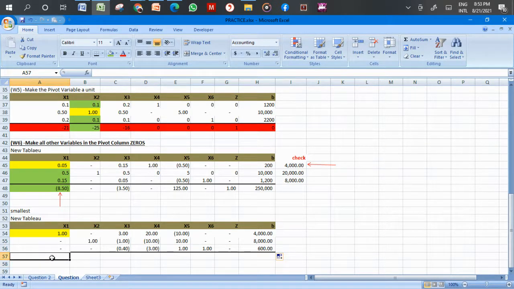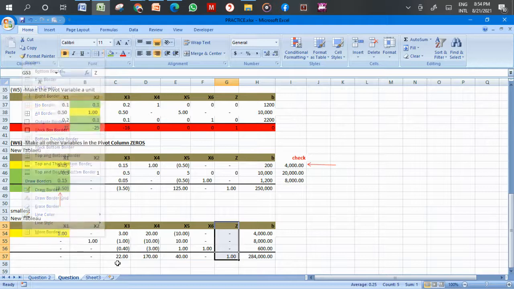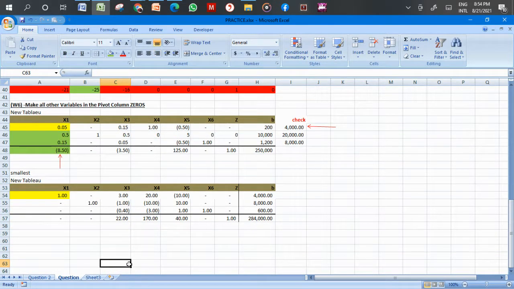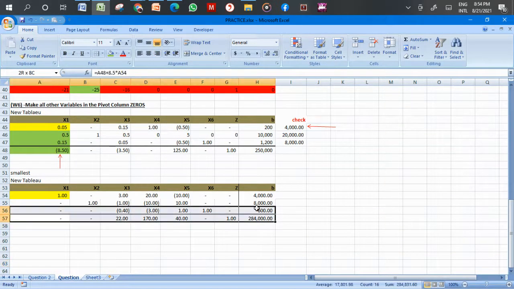Good. Then lastly, to make minus 8.5 a 0, we say minus 8.5 itself, then we add 8.5 multiplied by the pivot column. And now we have a 0, and we drag until the end. Voila! Now we have the optimal solution, because as you can see, we no longer have a negative on our last row.